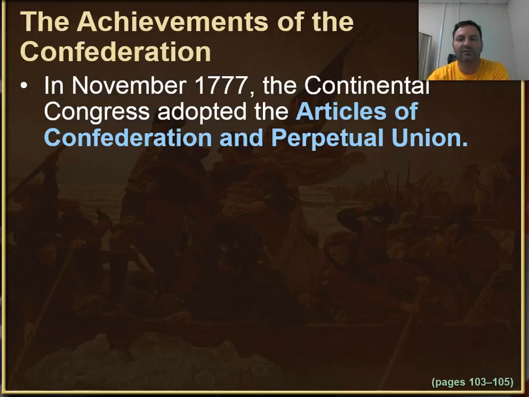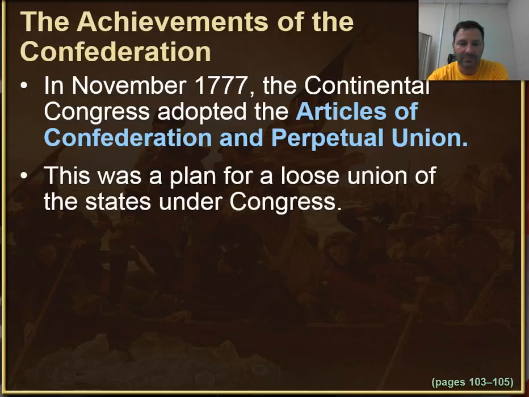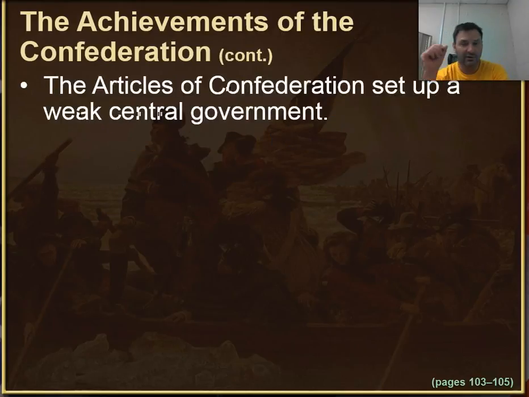In November 1777, the Continental Congress adopted the Articles of Confederation and Perpetual Union. This was a plan for a loose union of the states under Congress. The Articles of Confederation set up a very, very weak central government.